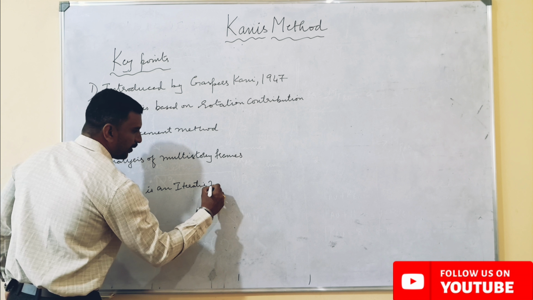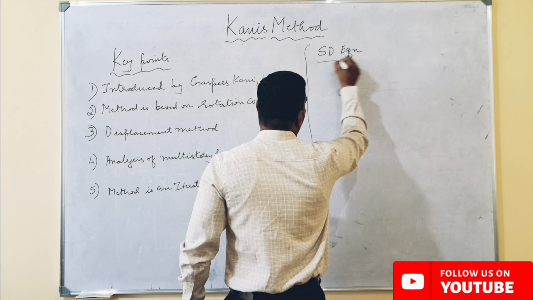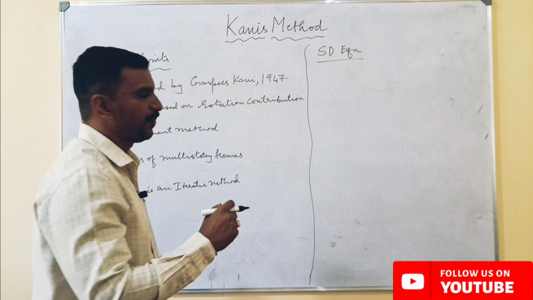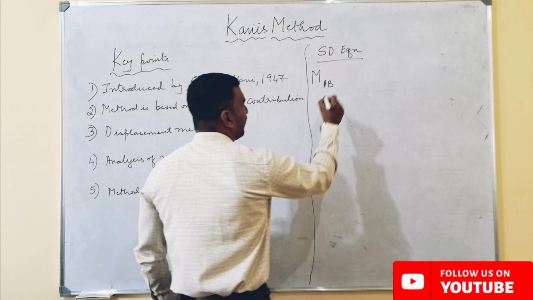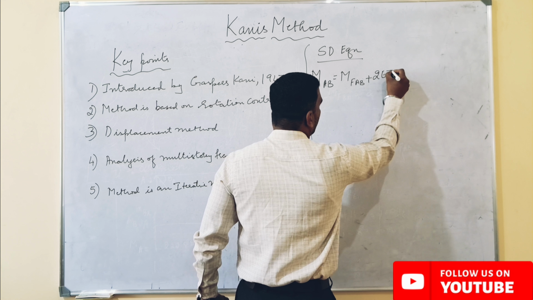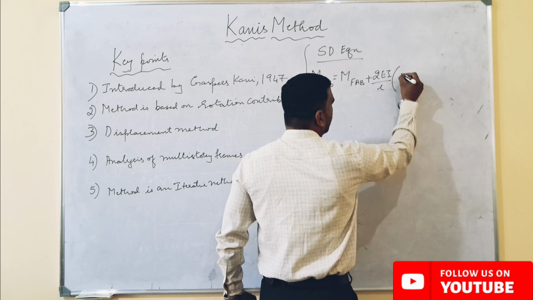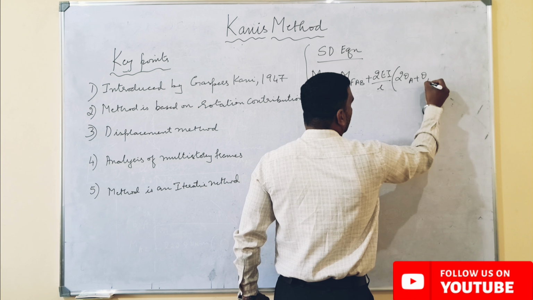So now if we remember our slope deflection equation, what Kani has done here is he has used the same slope deflection equation to modify. For a span AB, we know that the moment about the span A to B will be equal to MF AB plus 2 EI by L into 2 times theta A plus theta B minus 3 delta by L. This is the slope deflection equation.